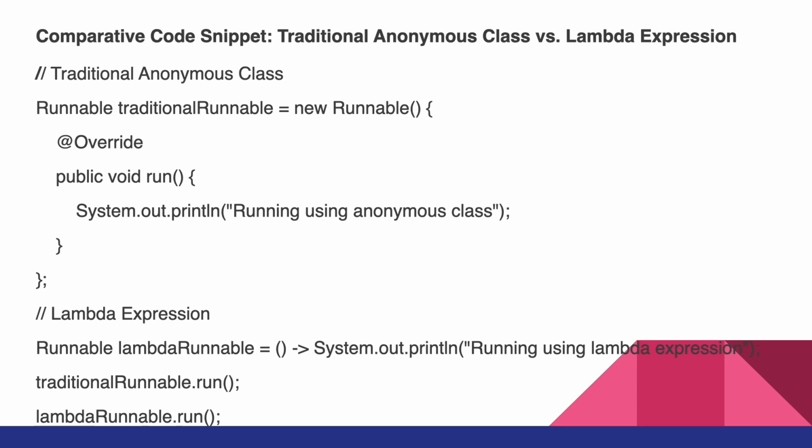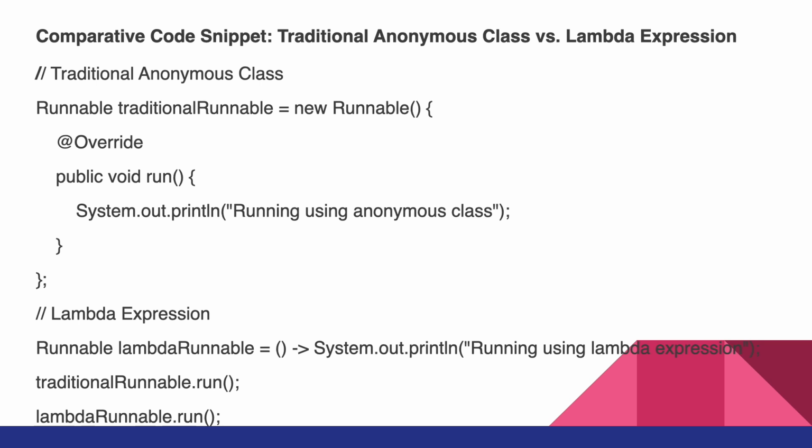Let's compare a traditional anonymous class implementation with a lambda expression. As you see in the code snippets, the lambda expression reduces the amount of boilerplate code while still achieving the same functionality. This simplicity is what makes functional interfaces powerful.